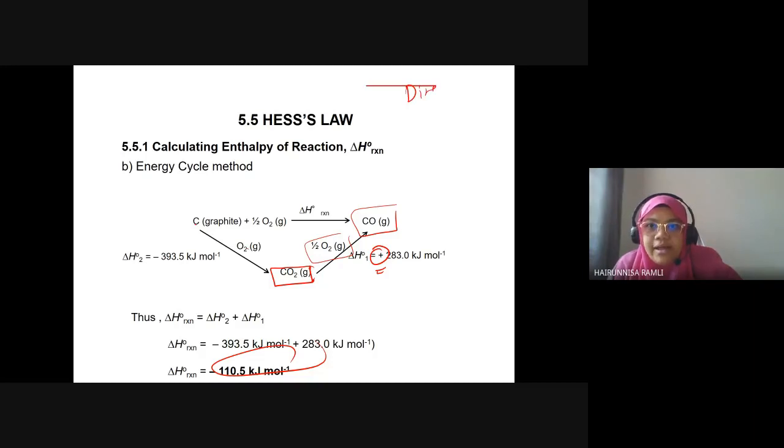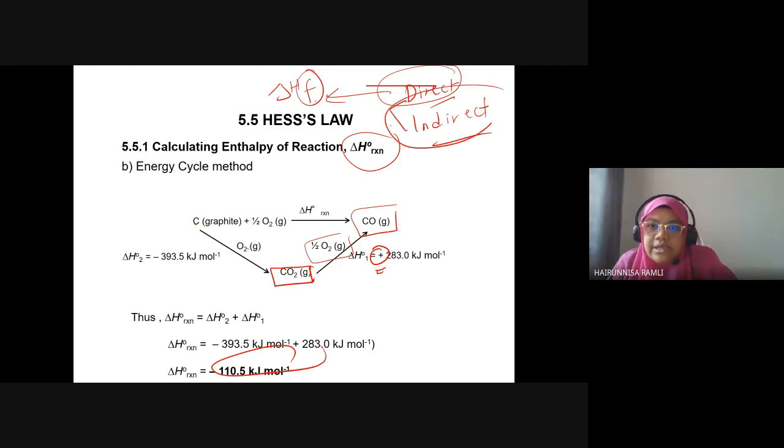One we have direct, another one we have indirect. Kan, direct, indirect. Kat sini, even kat sini pun sometimes kita akan cakap using direct method calculate the enthalpy reaction. Biasanya you kena faham sendiri. Direct maksudnya mesti ada enthalpy formation. Kalau enthalpy formation tak ada, you have to use indirect.